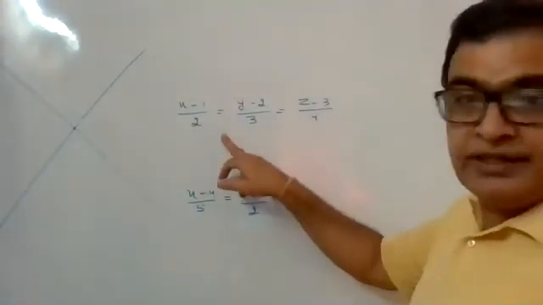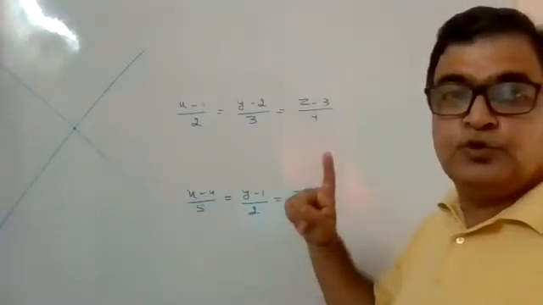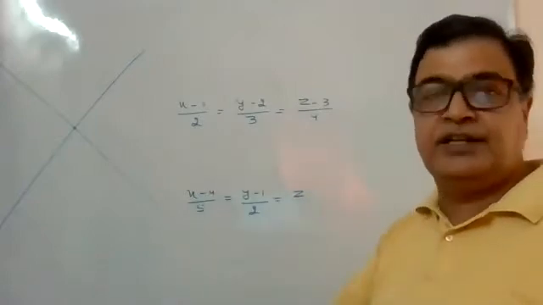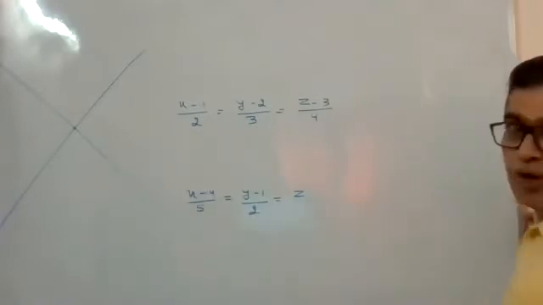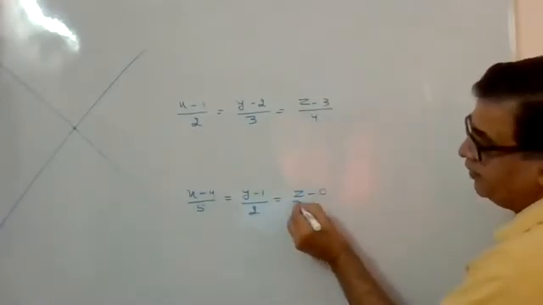This is the first line given to you. This is the second line given to you, and the question is asking you to check whether they are intersecting or not. And if they are intersecting, find the intersection point. For that, first check our equation, is it in the proper manner or not? Here we will write z minus 0 by 1.